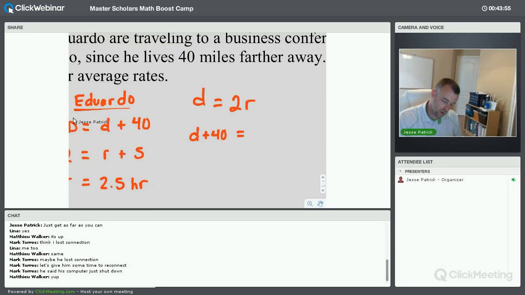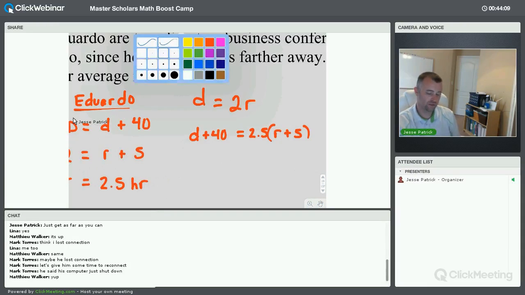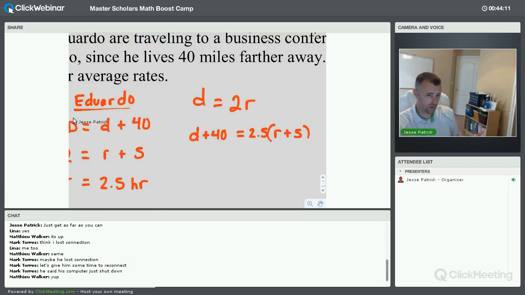So this is R plus 5 times 2.5. Well, let's put the 2.5 in front. It doesn't matter the order that you do it in. So I have two equations. This is a preview of systems of equations, because I have two unknowns, which is normally a problem, but I have two equations. So if you have two equations, you can solve for these two unknowns.